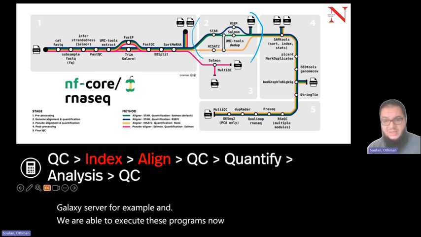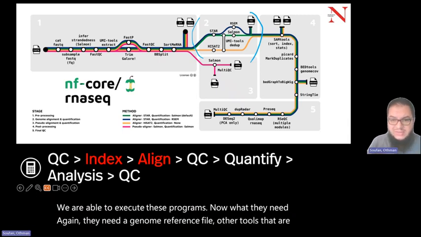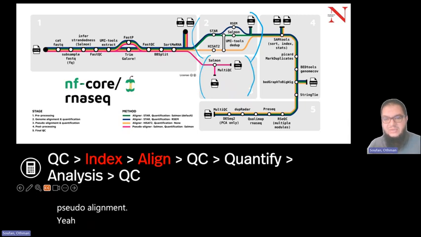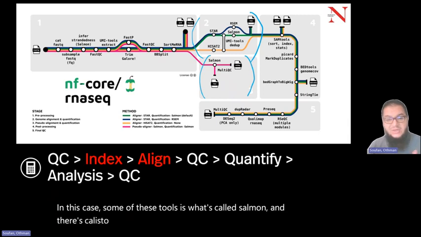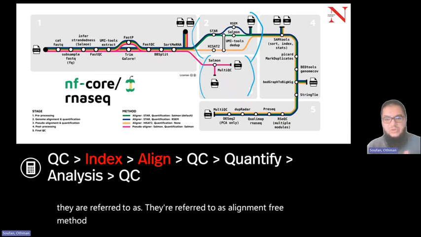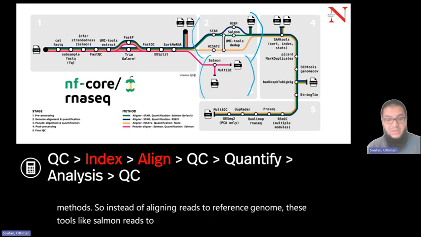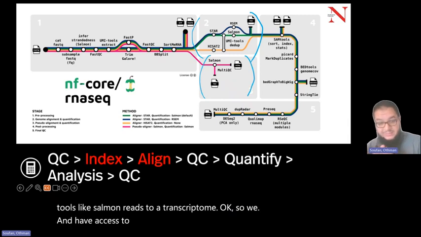Now, what they need, again, is a genome reference file. Other tools do pseudo-alignment. Some of these tools are Salmon and Kallisto. They don't need the reference genome. They are referred to as alignment-free methods. So instead of aligning reads to a reference genome, tools like Salmon map reads to a transcriptome.